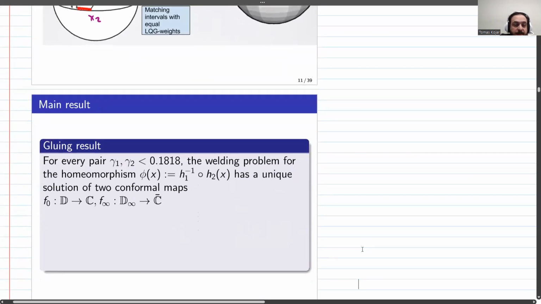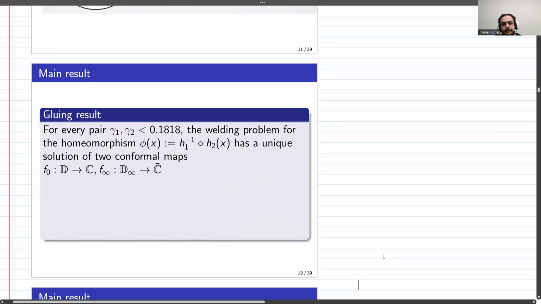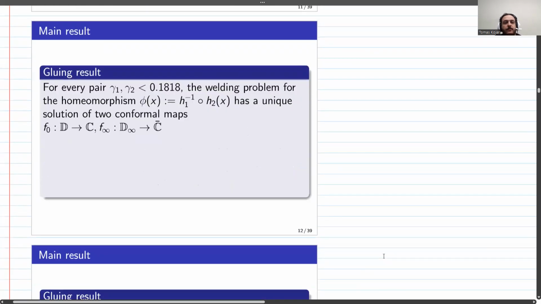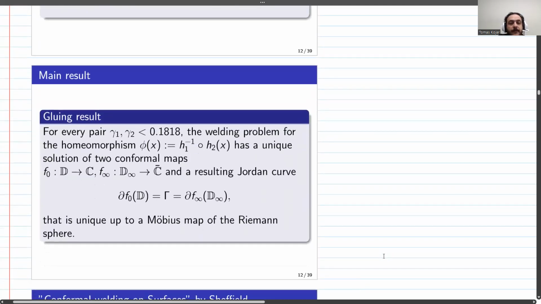So our welding result is that for every pair gamma 1, gamma 2, less than a number that can certainly be optimized, the welding problem for this homeomorphism has a unique solution. So we have two conformal maps, F0 and F infinity, and a resulting Jordan curve that glues these two disks, and it's unique up to a Mobius map of the Riemann sphere.